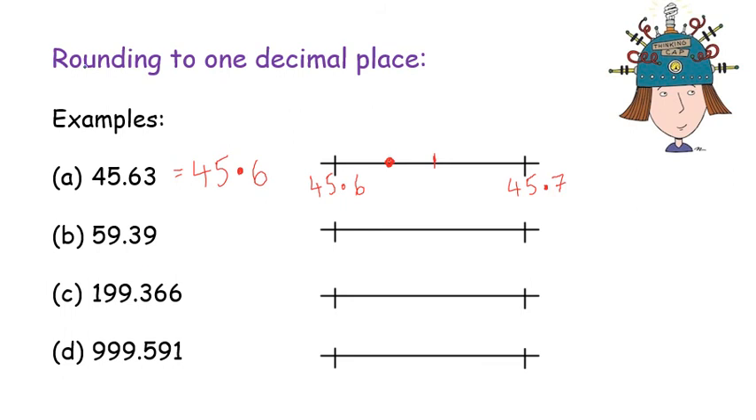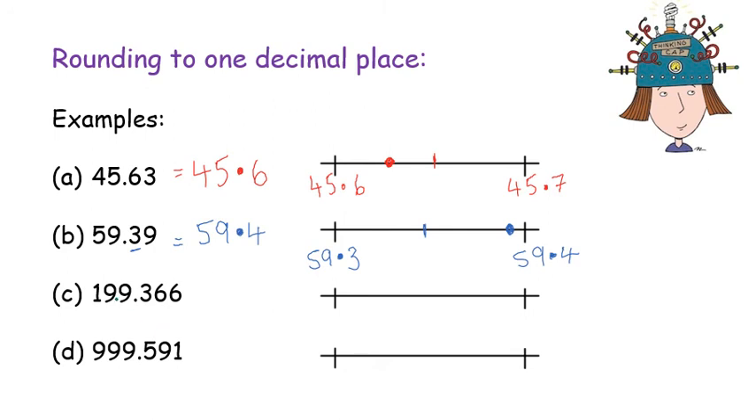In our next example, 59.39. To one decimal place, we need to decide if it's closer to 59.3 or 59.4. So we want there to just be one number after the decimal point if we're rounding to one decimal place. Now, 59.39, if this is halfway, 0.35, then that's actually pretty close to 59.4. Say it's around about here. So to one decimal place, that is definitely closer to 59.4.